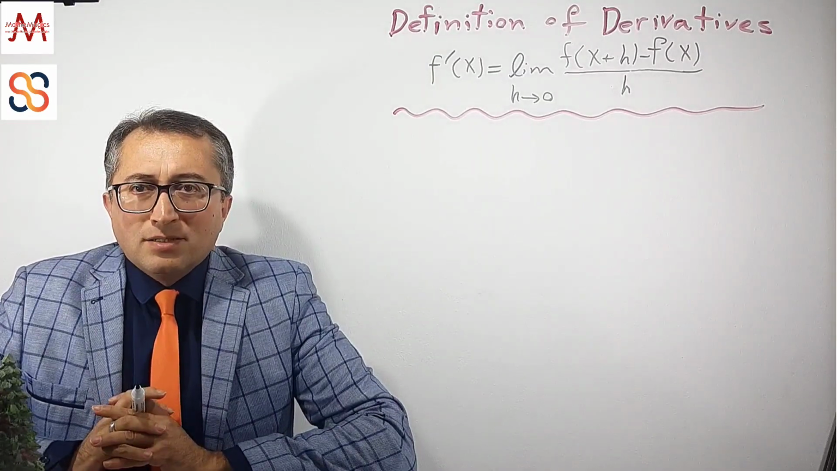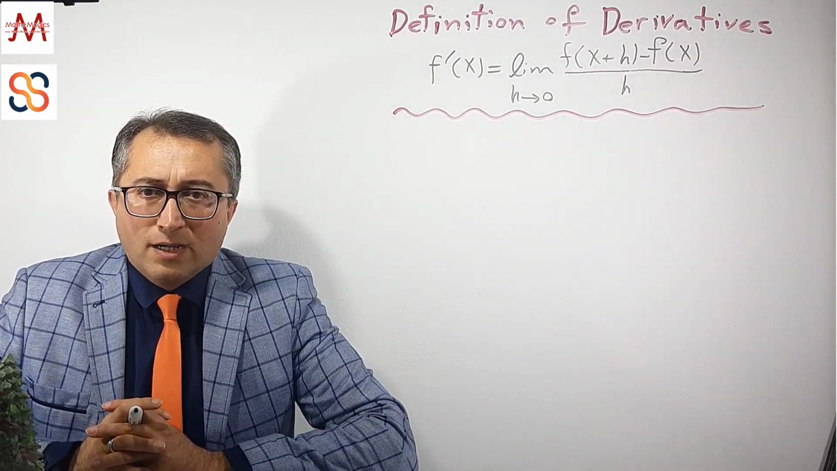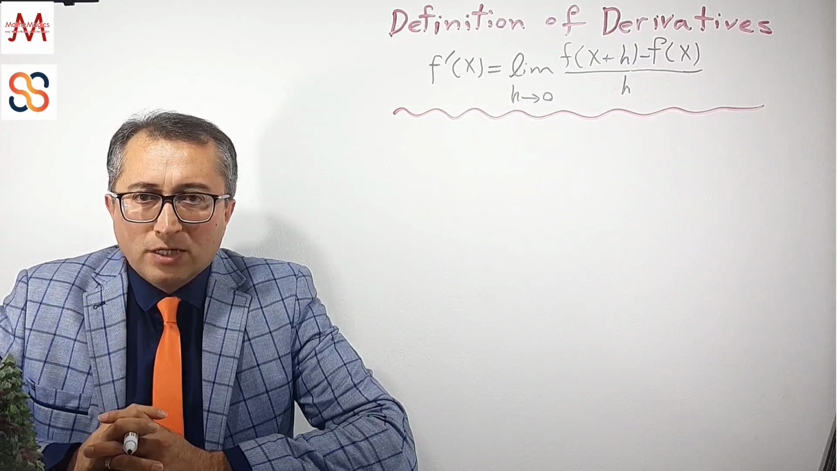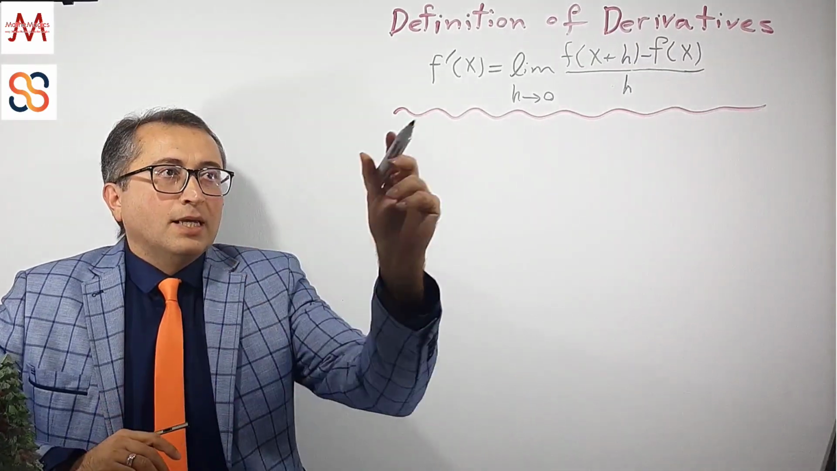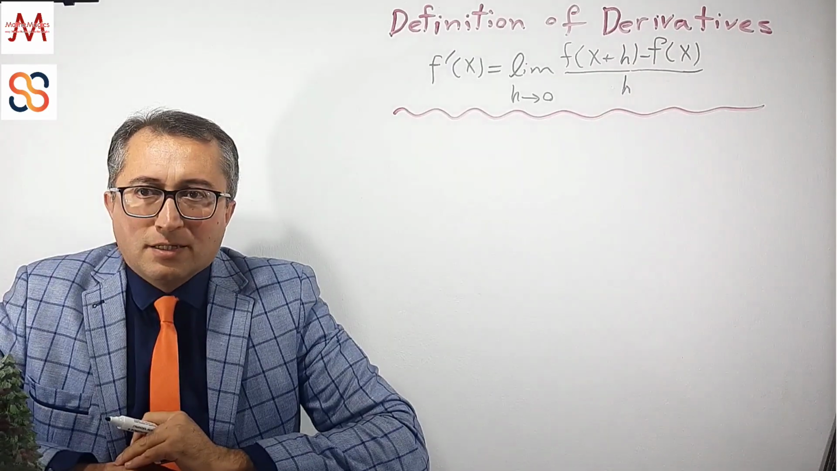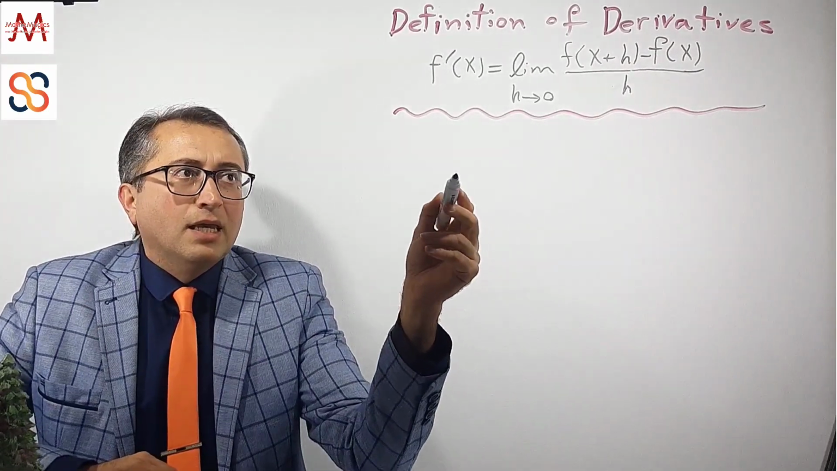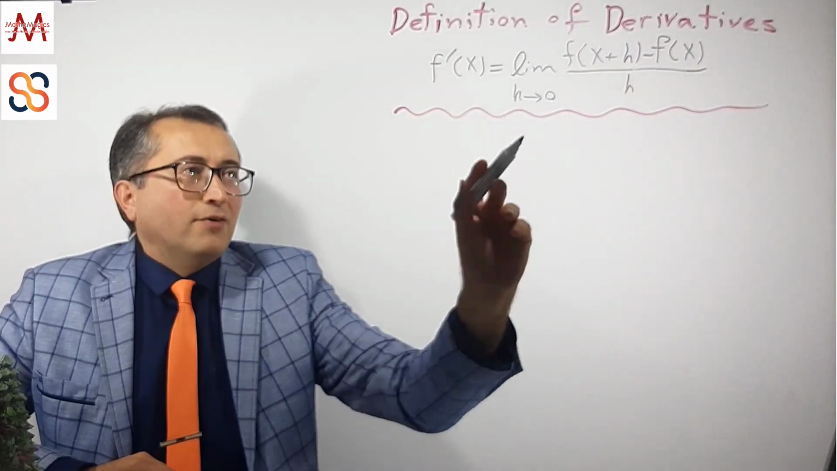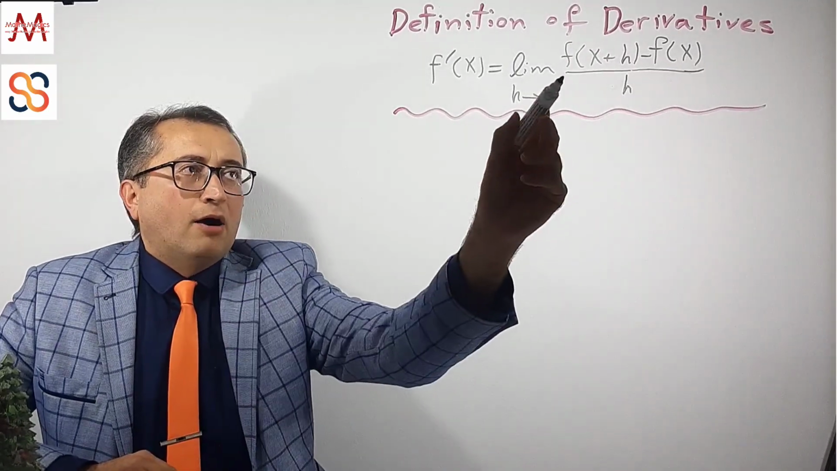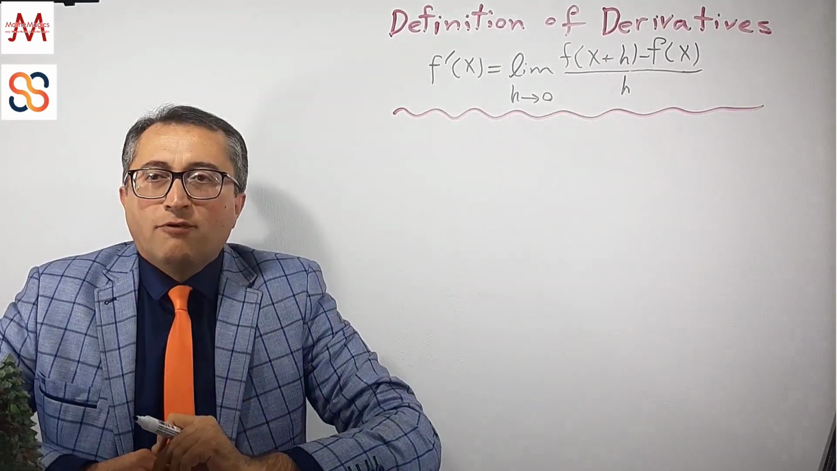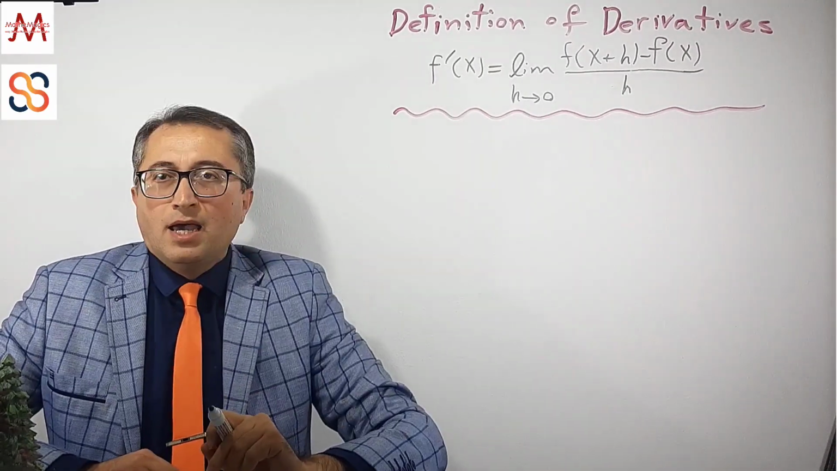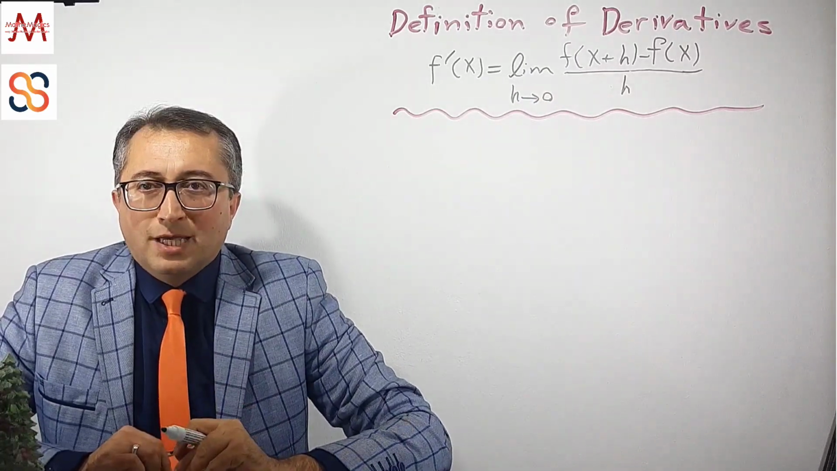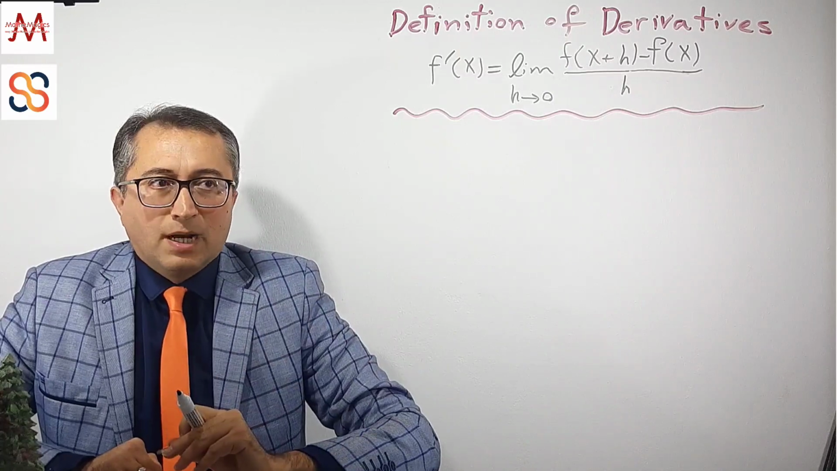F prime of x is a notation for the derivative of the original function. So if f of x is our original function, f prime of x is going to be the derivative of that function. It is defined as a limit process. F prime of x equals the limit as h approaches 0 of a fraction: f of x plus h minus f of x, divided by h. If this limit exists, then you can calculate your derivative.